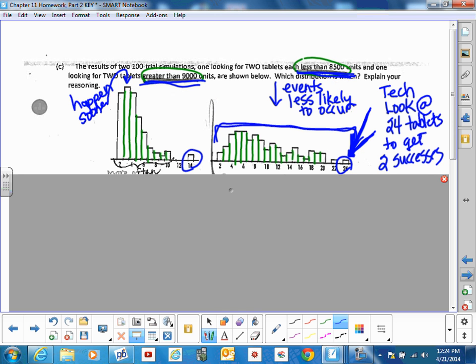Okay, so now we already know the probability of finding one that is less than 8,500 is 20%. Now this isn't about two, but we know just individually finding one that has less than 8,500 is a 20% chance. So let's think, what's the probability of finding a tablet greater than 9,000?